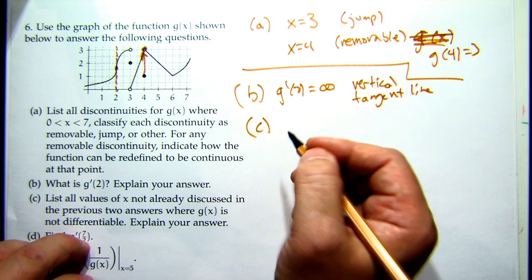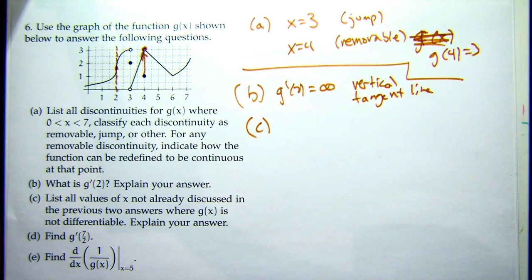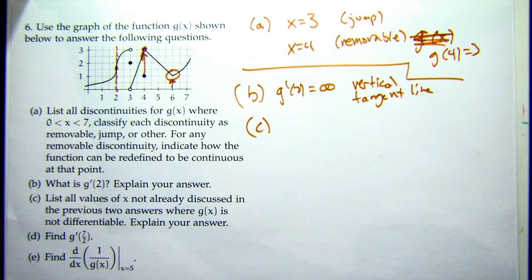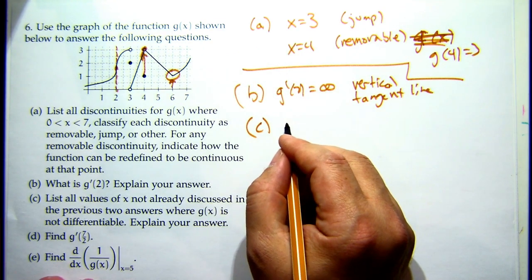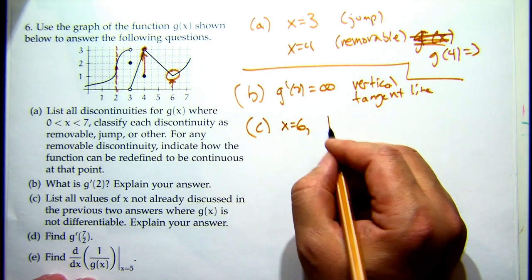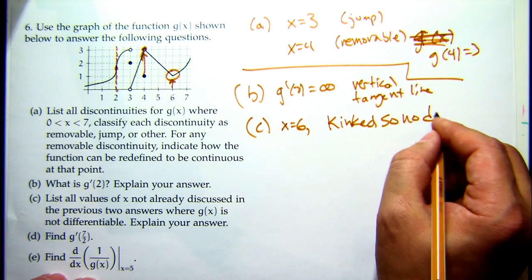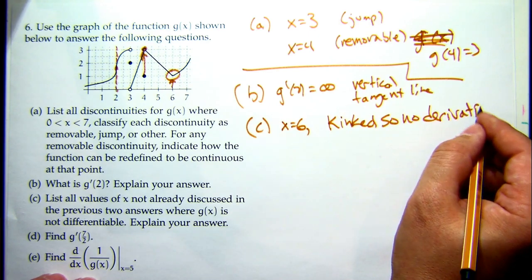C. Is there any place where the derivative is undefined? Is there any place where it's not smooth? 6. Any place where you have a kink is a place where you can't have a derivative, because if you zoom in, it's always going to have that bend. It's always going to be a kink. So the answer is 6. It's kinked. So no derivative.